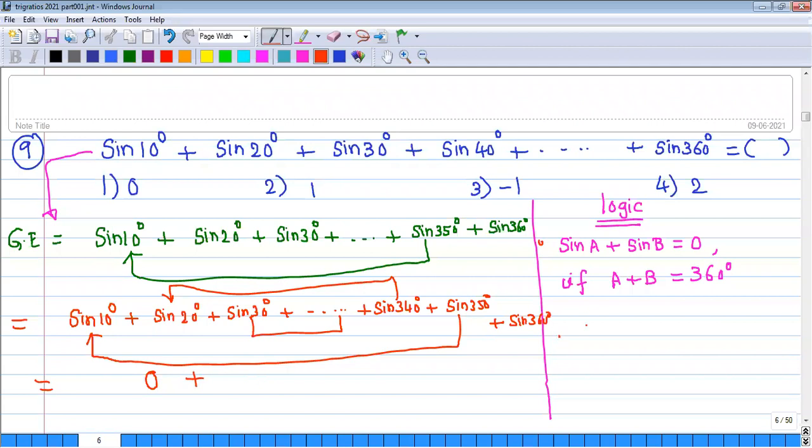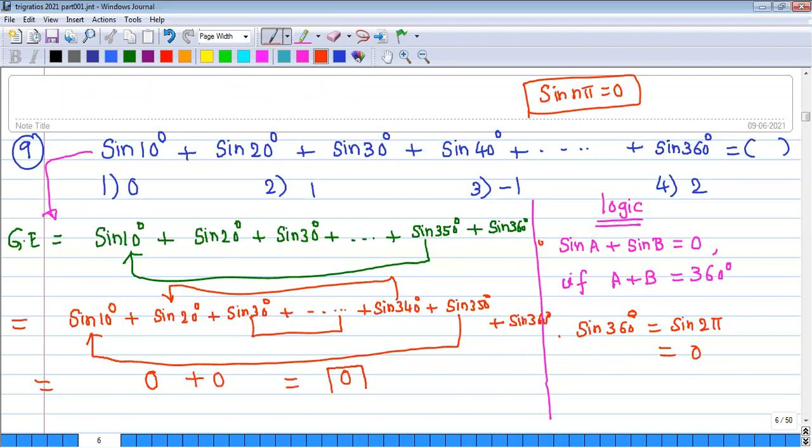But you remember, sin 360 we can write as sin 2 pi. Am I correct? Can I write? Yes, sir. One more thing, one standard result you remember: sin n pi is 0. That means not only 2 pi, but 3 pi, 4 pi, 5 pi, 7 pi, all are 0. So this is 0. So what is the answer? Zero, first option. So have you understood? Yes, sir.